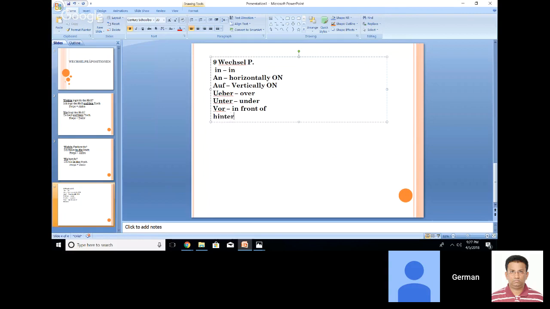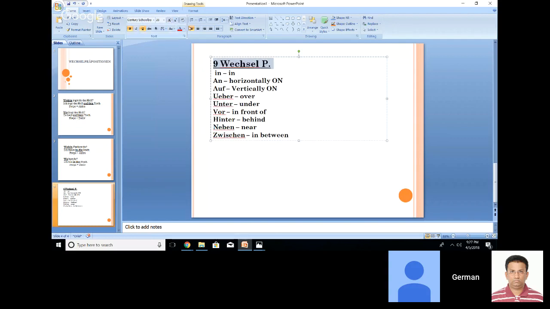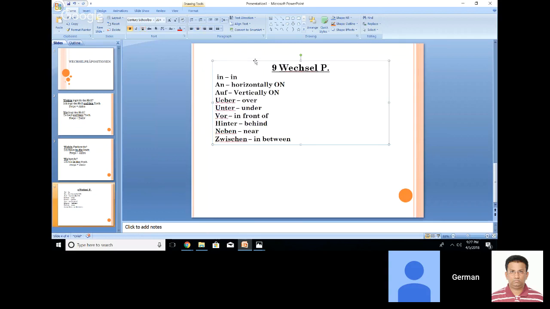Hinter is behind. Neben is near. And zwischen is in between. Okay, so these are the 9 Wechsel prepositions which take either accusative or dative case.